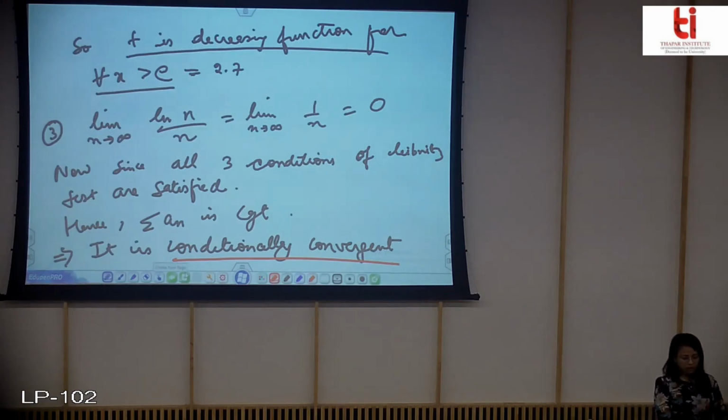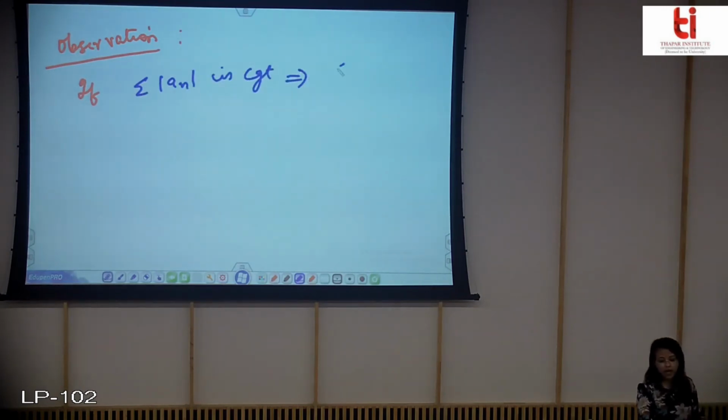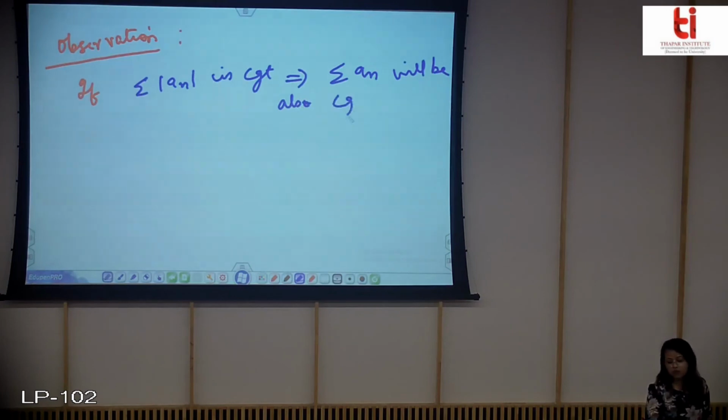Now there are some observations which we have seen from this, so I'll write down those observations. What are the observations? If the sum of mod of an is convergent, this implies that the summation of an will also be convergent. We will prove this.